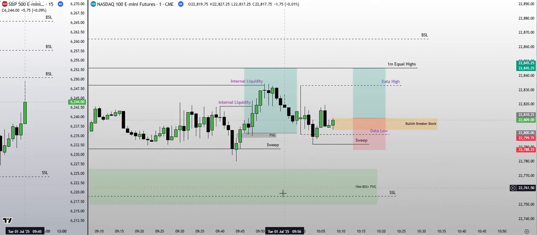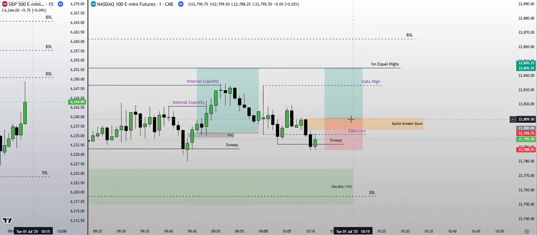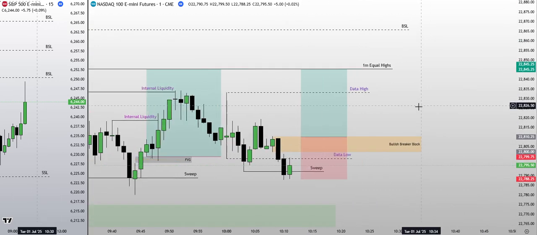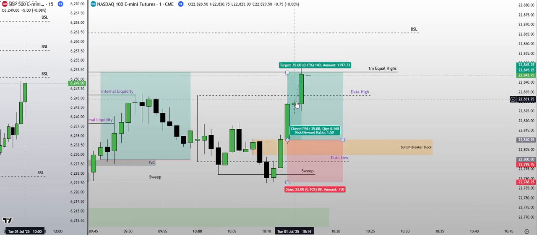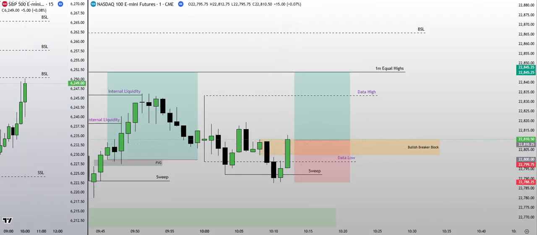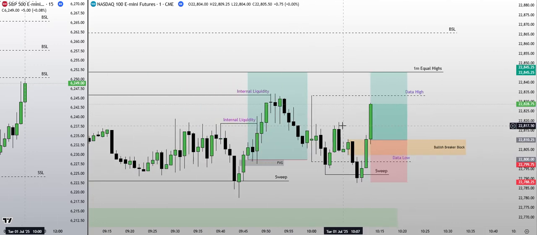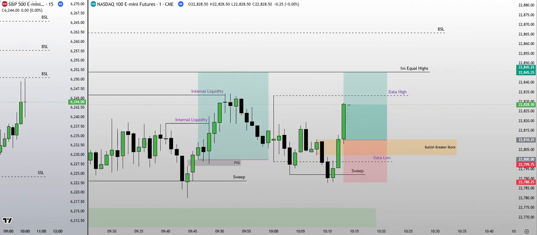No setup here was worth taking. Didn't like what I was looking for. We came and got an internal sweep. Data low, internal sweep here tapped, and we have a potential breaker forming here. This is an optimal entry for me. And then as you can see, I went a little bit quick here, but price comes, validates this breaker here. We enter off right here. That was our entry. Price expands to the upside. Data high, 1 minute equal highs here, 1 minute equal highs above. That was the entry right there.